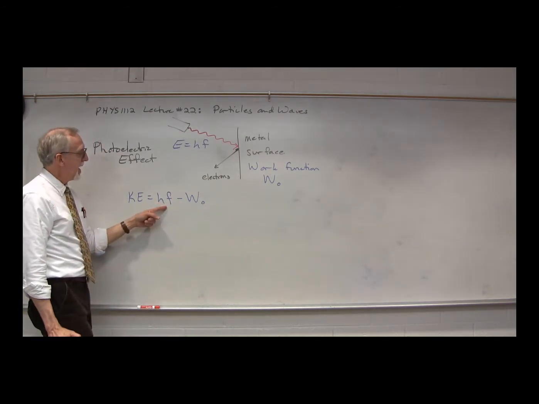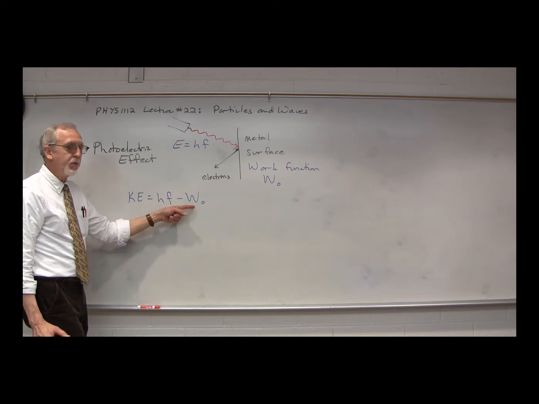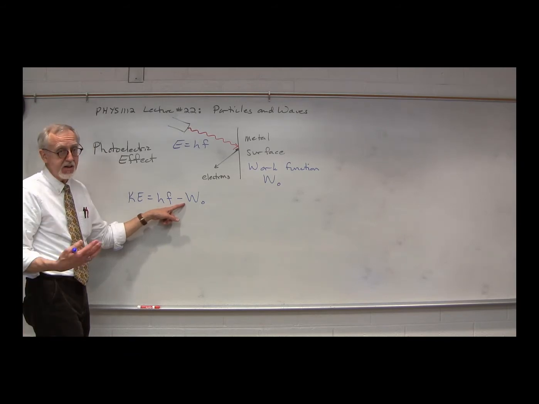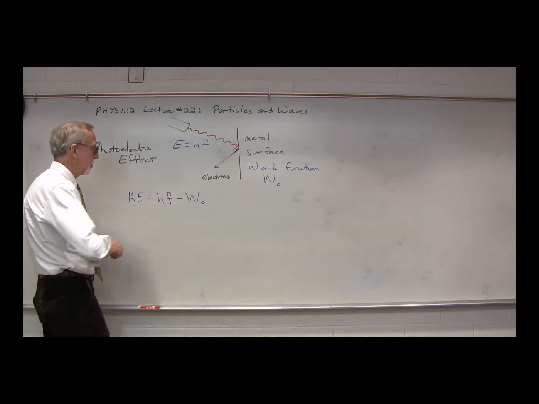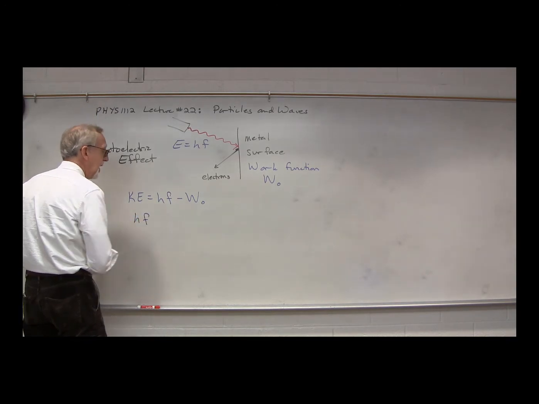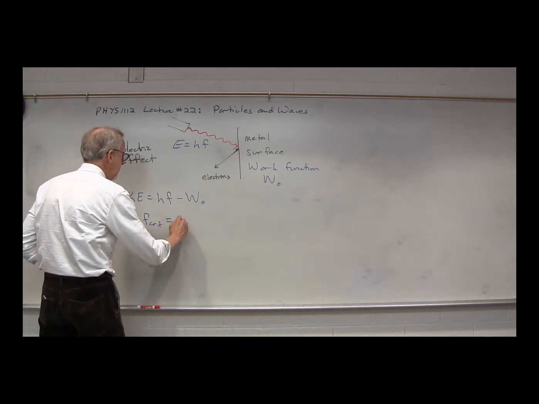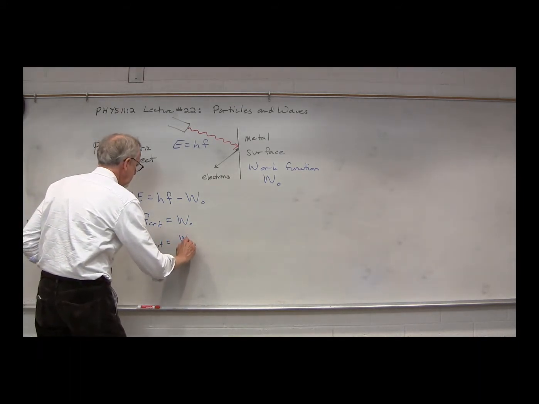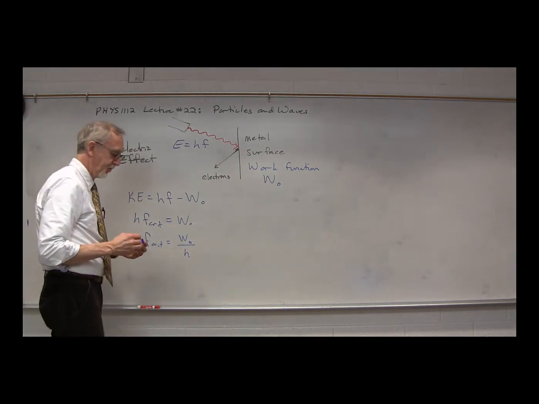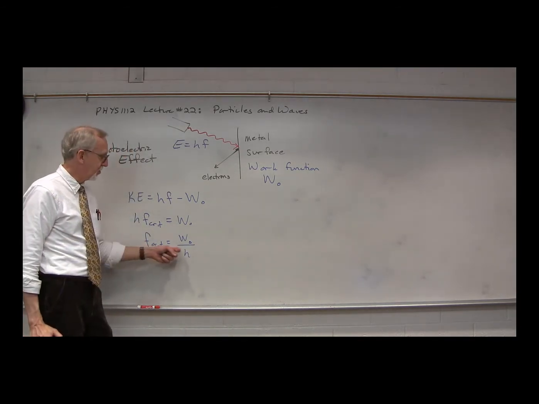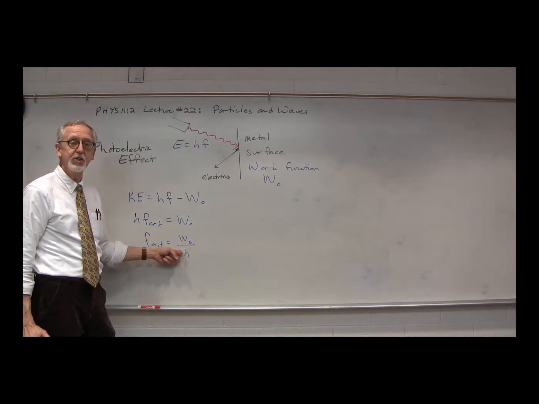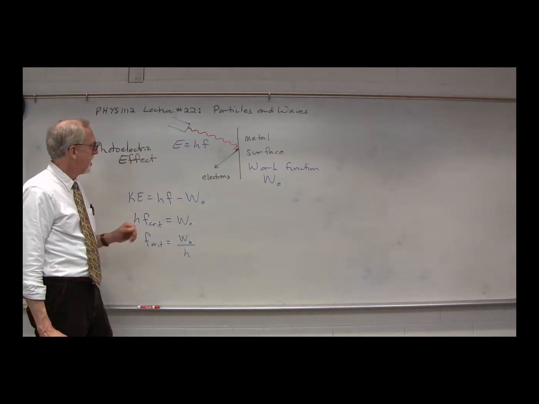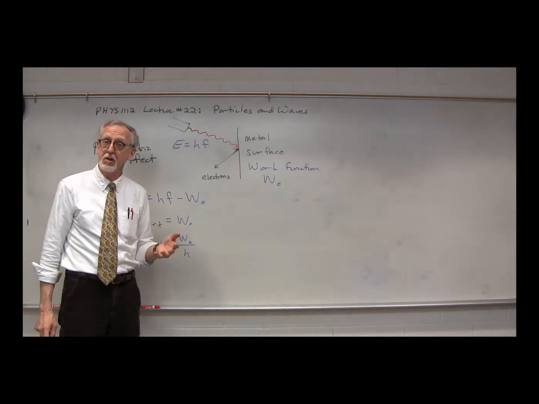Now notice, if hf is less than W sub O, we're not going to get any emitted electron. It's not going to have a negative kinetic energy. It's not going to be emitted. So what's that cutoff frequency? Well, that would be when hf critical is equal to W sub O. In other words, f critical is equal to W sub O over h. As long as the frequency is greater than this W sub O over h, the work function over h, we'll get emitted electrons. So how does this explain all of what we talked about before?